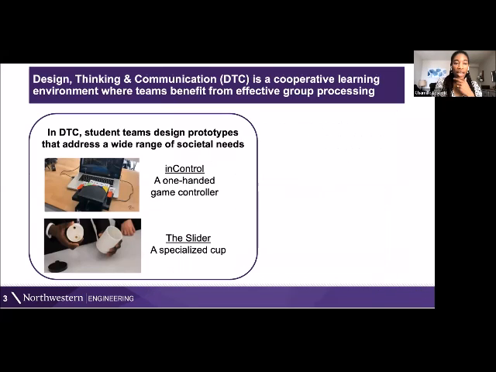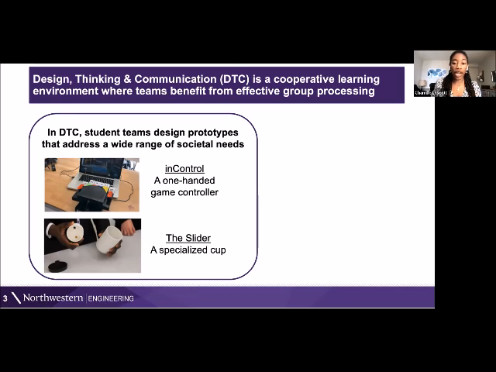So design thinking and communication, DTC, is the course that I'm looking at. It's a cooperative learning environment where teams benefit from effective group processing. And DTC is an amazing course. I highly recommend that you go on their website and see some of the amazing things the teams have designed. But in DTC, student teams design prototypes that address a wide range of societal needs. I just have featured here a one-handed game controller that they designed for someone with disabilities, or a specialized drinking cup for someone with disabilities as well.